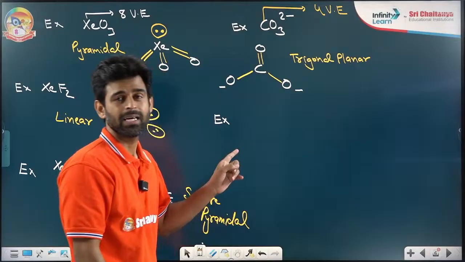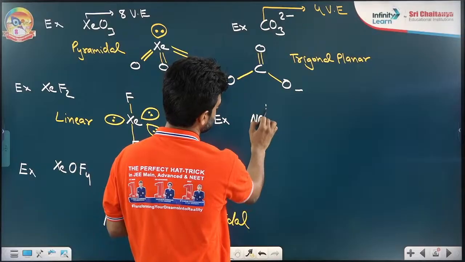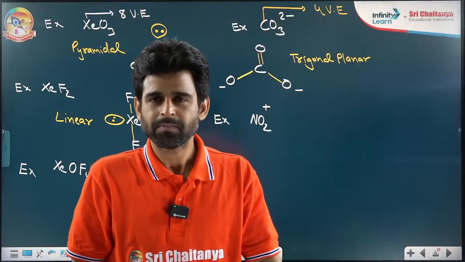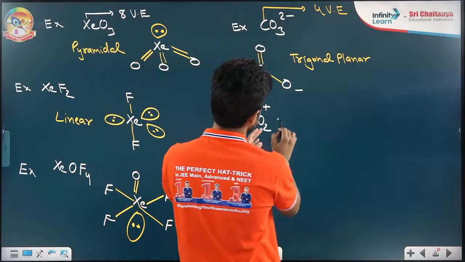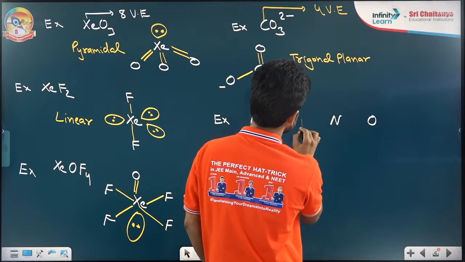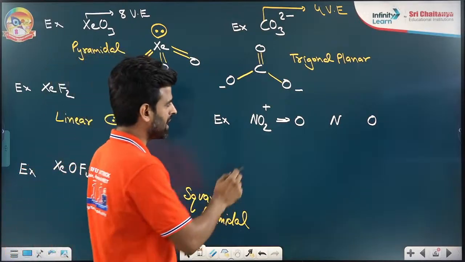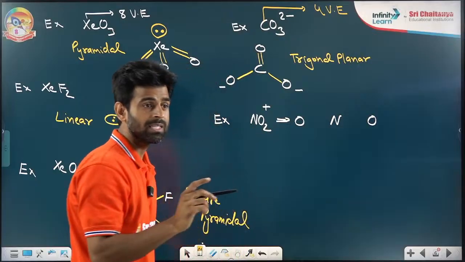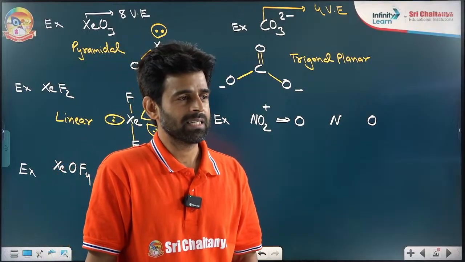Okay, the next example I'm taking is NO2 plus. It's NO2 plus, right? Okay, fine. So what is there in NO2 plus? Now you have N plus, right? It's nitrogen, it's oxygen. This time we have N plus. Be careful, beta. Out of nitrogen and oxygen, nitrogen is less electronegative. Yes, beta. Thank you very much.